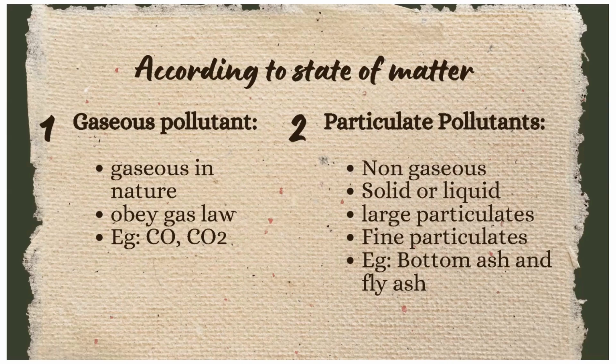तो gaseous की अगर हम बात करें तो gaseous pollutants होते हैं जो gaseous form में होते हैं. Particulate जो solid और liquid बच गए वो particulate pollutants. ठीक है, they are large particles. ठीक है, large भी हो सकते हैं and they can also be fine particulates, right? इसके अगर हम एग्जांपल की बात करें तो it is bottom ash and fly ash.